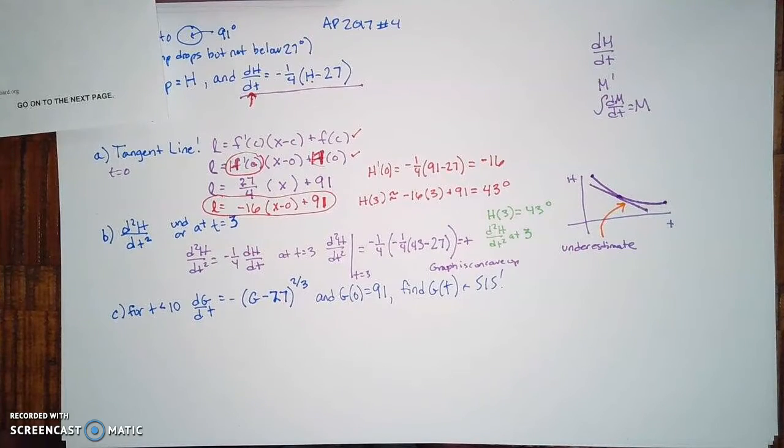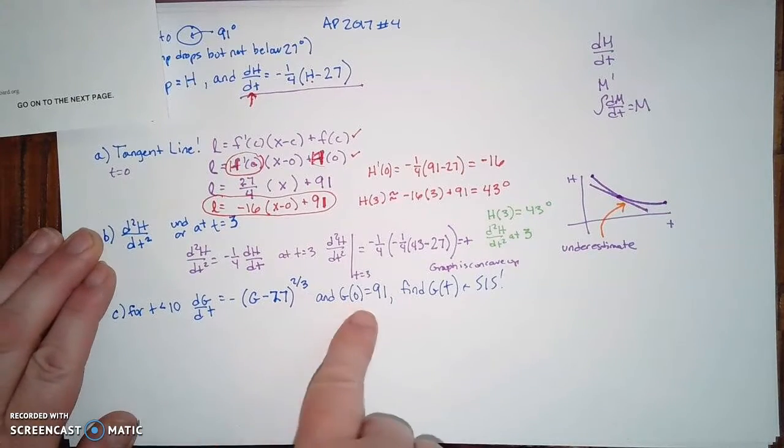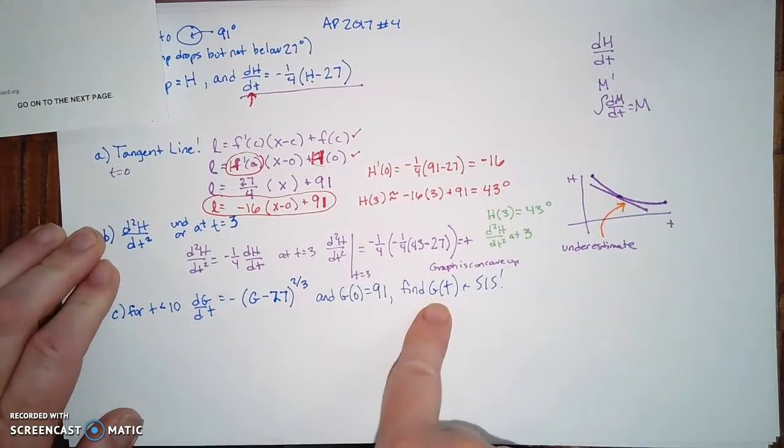To get that part right. Okay, the last part says for t is less than 10, the function satisfies a different differential equation. And I've listed that differential equation right here. They've given me the initial condition, and they asked me to find g of t.